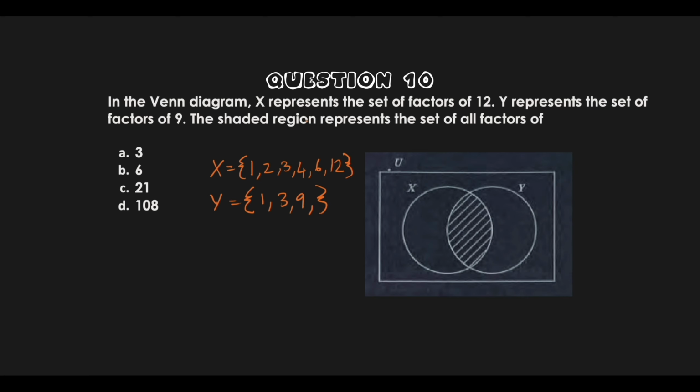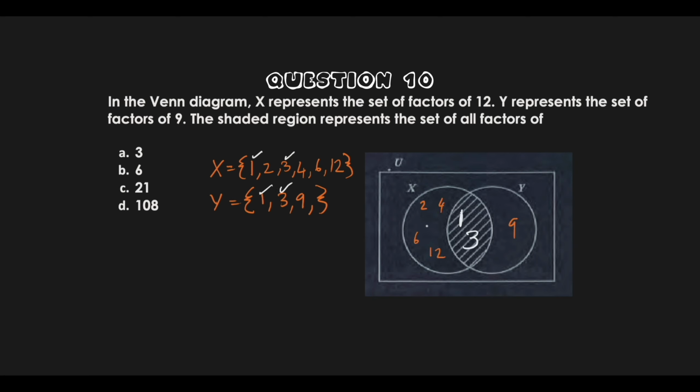Now it says the shaded region represents the set of all factors of. So what this shaded region represents would be the numbers that are common between the two. So if I'm looking at these, the numbers that are common would be 1 and 3. So 1 and 3 would go in the center.